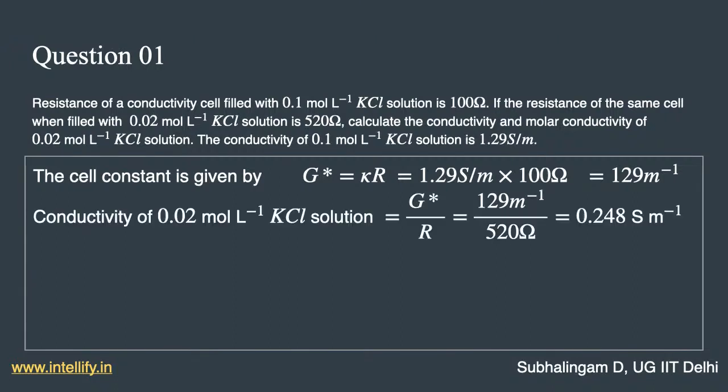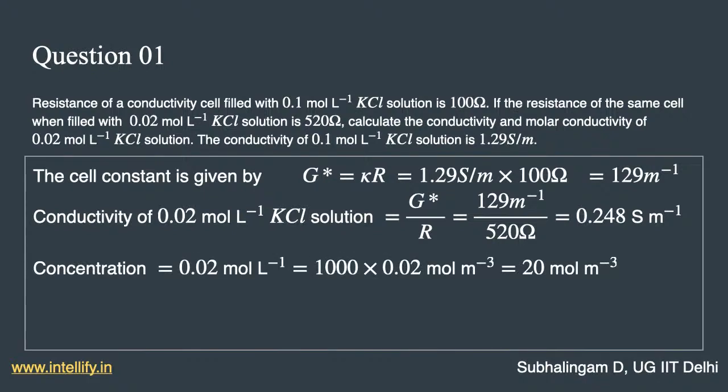Conductivity of 0.02 molar KCl solution is G star by R, and putting the numbers 129 by 520, we get it as 0.248 Siemens meter inverse. So that's the conductivity of 0.02 molar KCl solution. The concentration is 0.02 molar. We'll convert it to mole per meter cube, and we get 1000 times 0.02 mole per meter cube, that is 20 mole per meter cube.